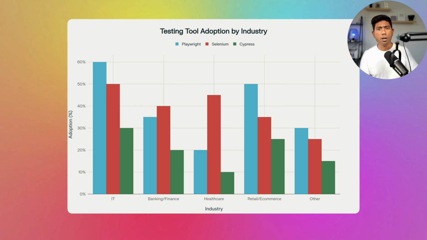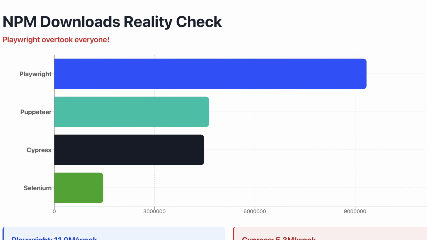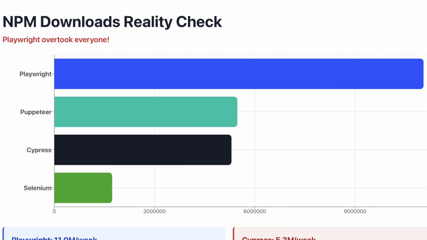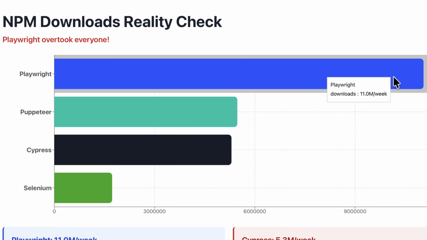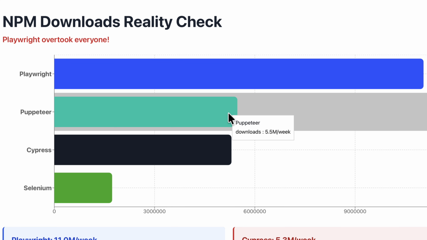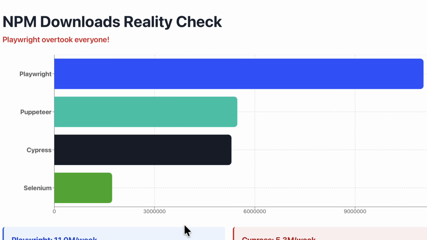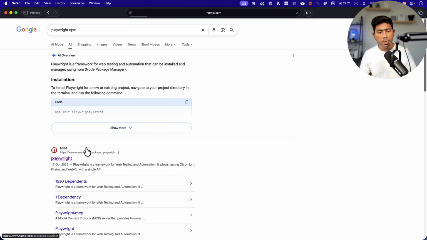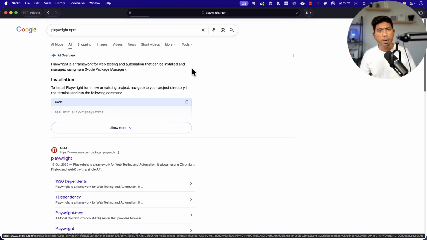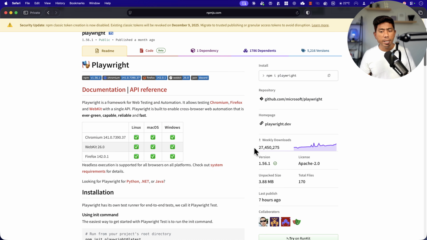Is it really true? I went through some articles and got this information, but I've also got it based on the downloads. As you can see over here, Playwright has a weekly download of around 22 million per week. Actually, 11 million is wrong here. It's 22 million weekly downloads, which you can see in their repository as well. On the Playwright NPM page, you can see that Playwright has around 27 million weekly downloads. I was wrong, 22 million is lesser; it's 27 million weekly downloads.